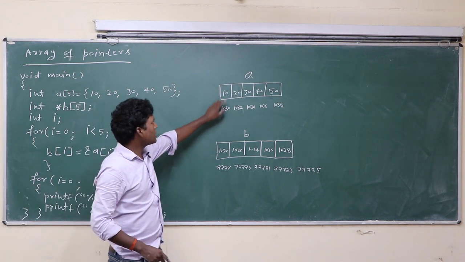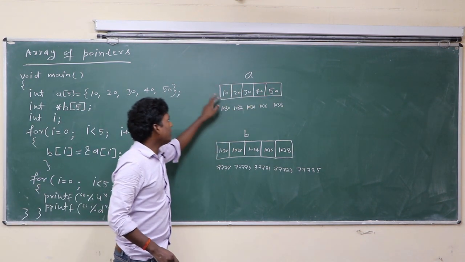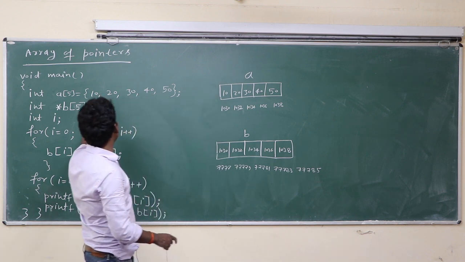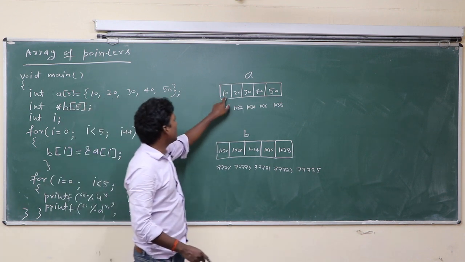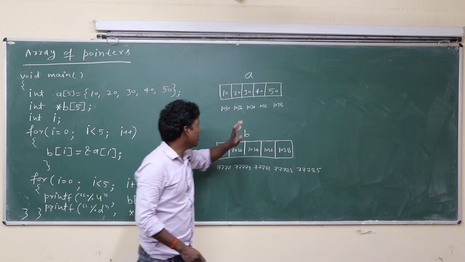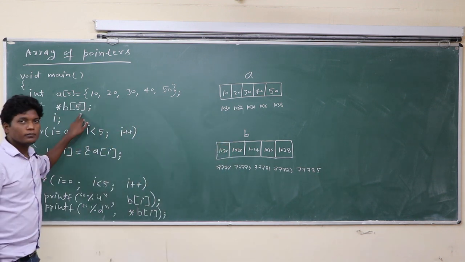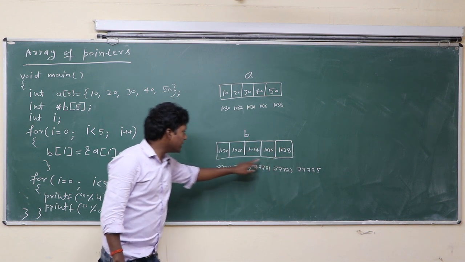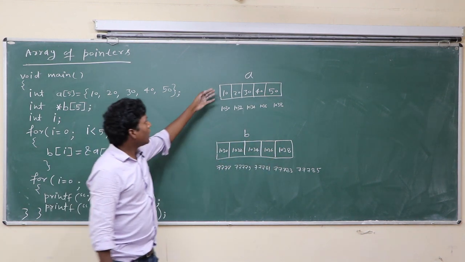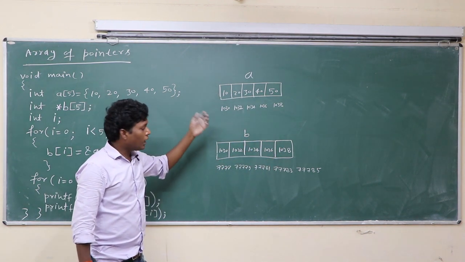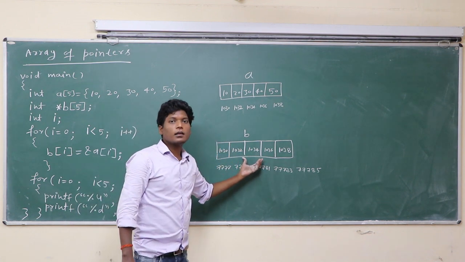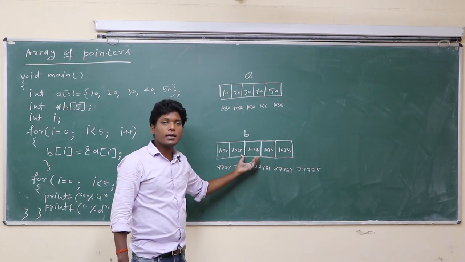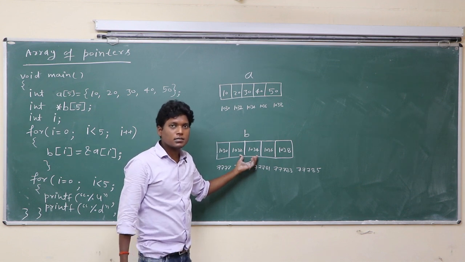This is the address, class. This is array A, in which the values are 10, 20, 30, 40, 50. Another array, B, contains the addresses. This is the array of integers and this is the array of addresses, or you can say the array of pointers.